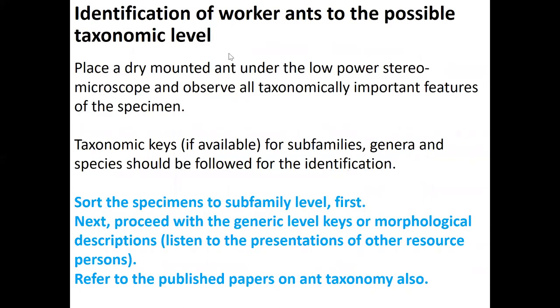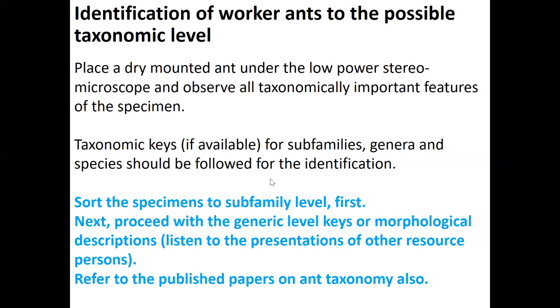Okay, now how would you identify the mounted ants to the possible taxonomic level? Place a dry mounted ant under the low power stereo microscope and observe all taxonomically important features of the specimen. For this, you should first learn the taxonomic terms I mentioned when explaining the profile view of the ant. Those are the features that I mentioned here. Taxonomic keys, if available for subfamilies, genera, and species, should be followed for the identification.